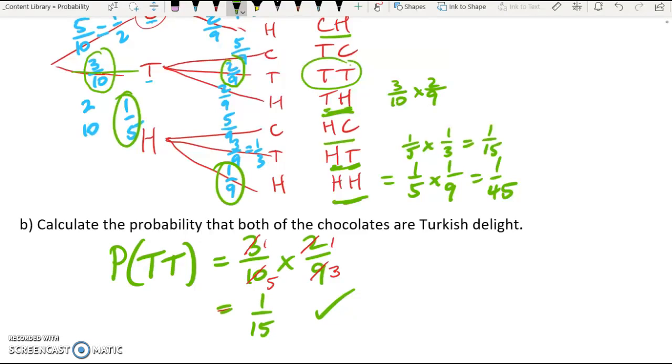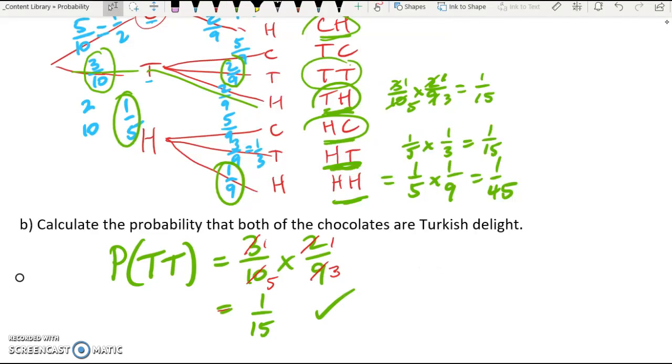So let's have a look what happens with that one. Well, 3 goes into both, and 5 and 1. It's a 1 in 15 chance. So the hazelnut Turkish Delight and Turkish Delight hazelnut have the same probability. So that should also work for the hazelnut Caramello, and Caramello hazelnut should have the same probability too.